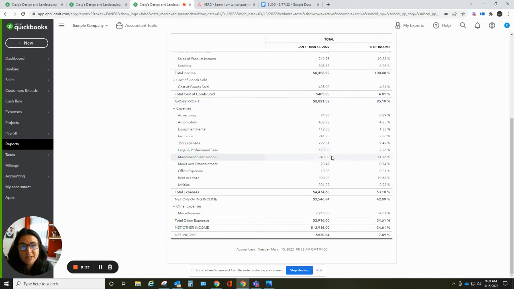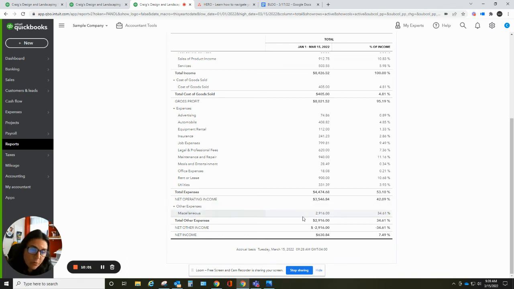Legal and professional fees, maintenance, repair on his equipment and trucks, office supplies, of course, rent, and utilities. Those could go under occupancy. So there's a listing of all of his expenses. So then you take your gross profit minus your expenses, and he gets his net operating income. And then other expenses, miscellaneous. That could also be personal. Maybe he doesn't know what they are. Maybe his accountant put it there.